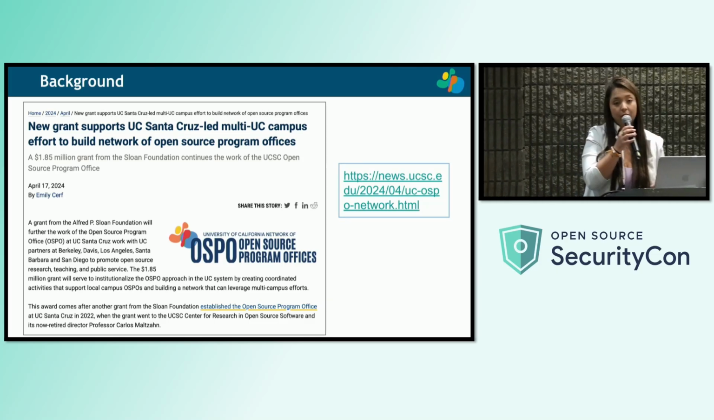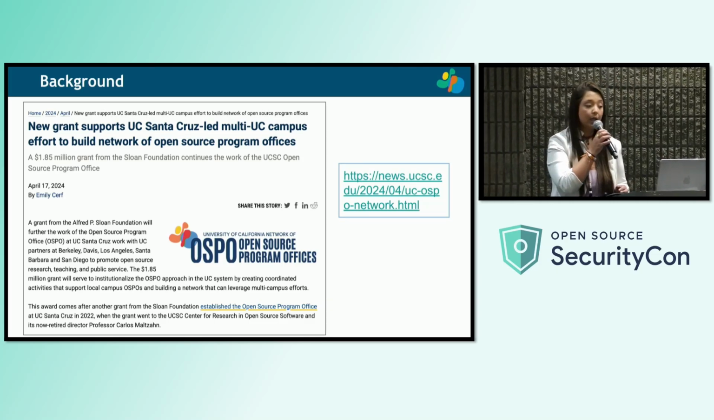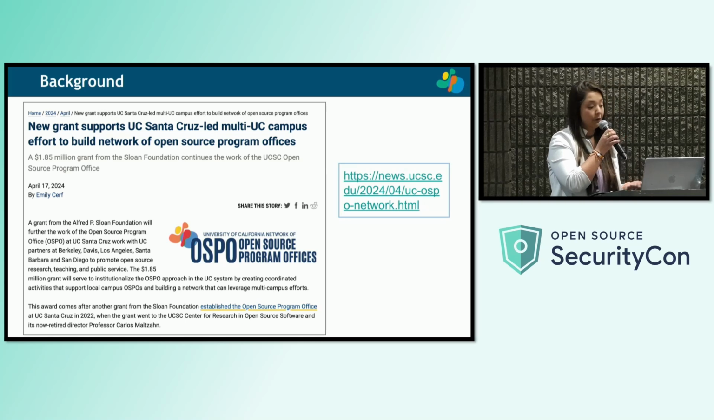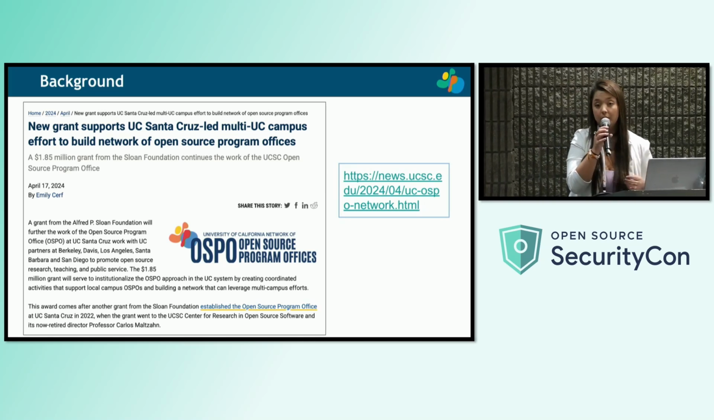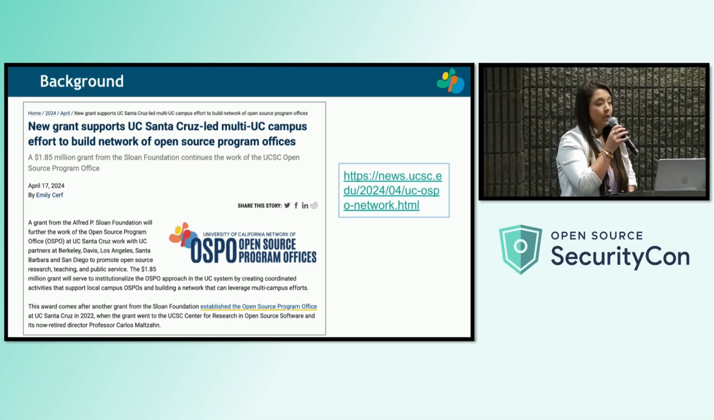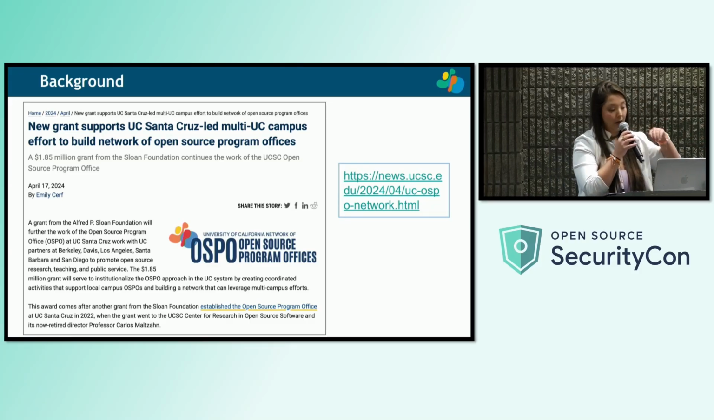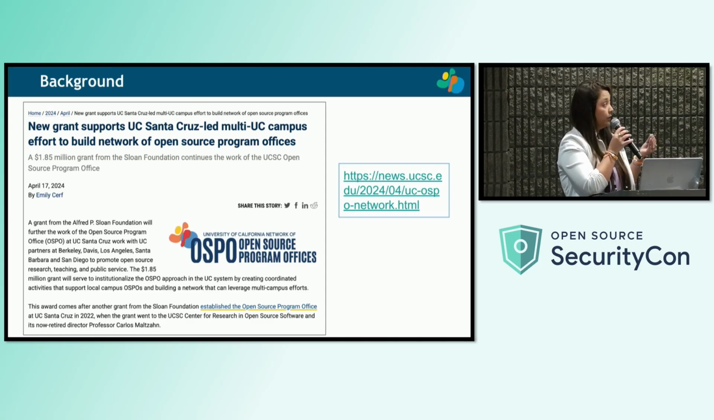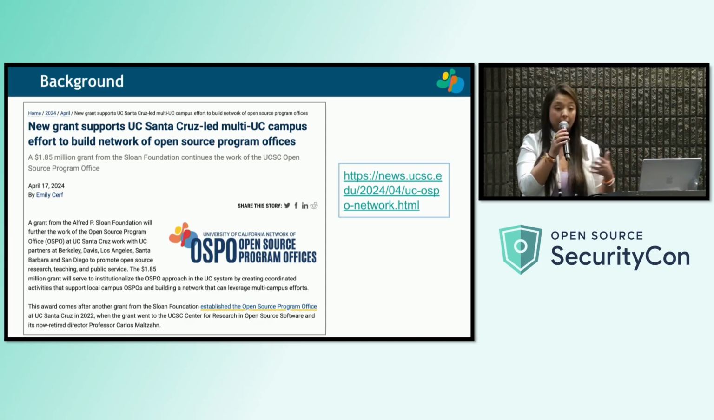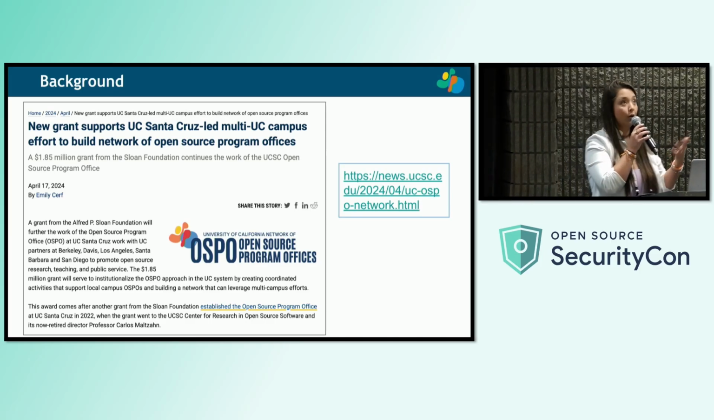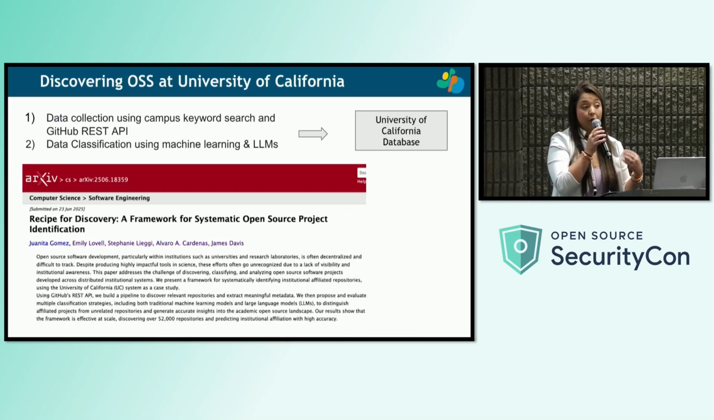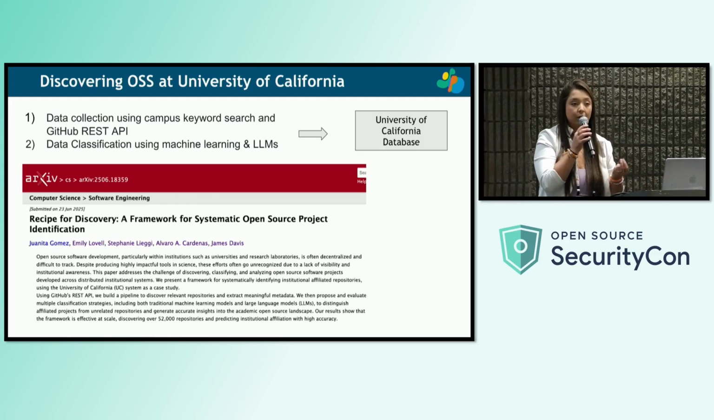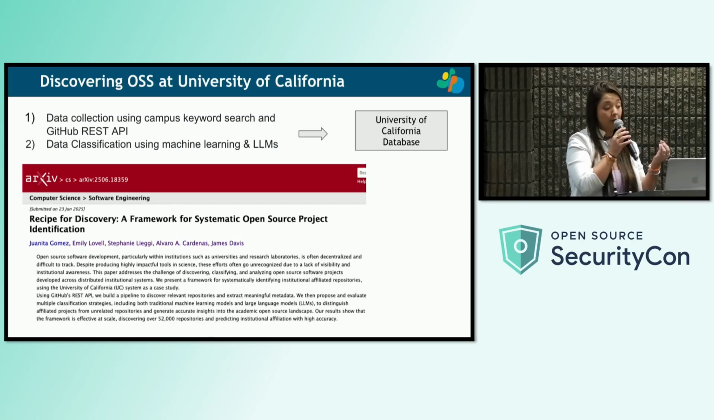So a little bit of background for the work that I'm going to be talking about today. This is part of an effort of building a network of open source program offices within the University of California system. This is composed of 6 universities right now, and the goal of this network is basically to promote sustainability and to help with open source best practices in academic settings. So the part of the work that I'm going to be talking about specifically focused on discovery.